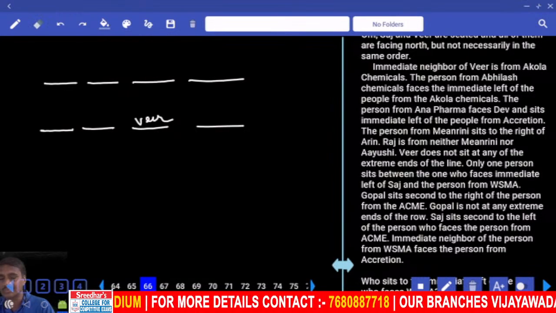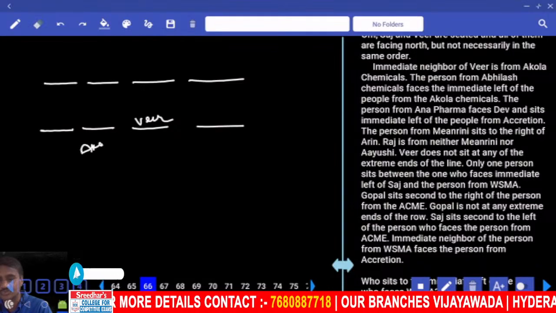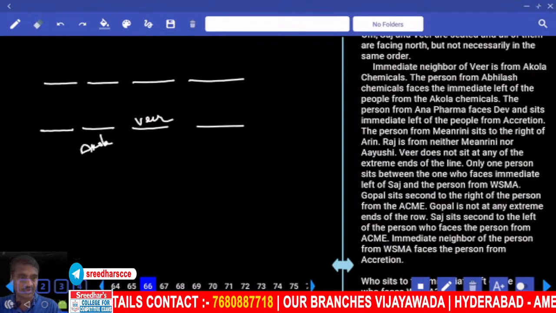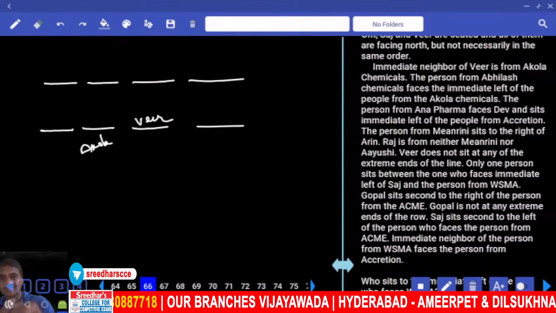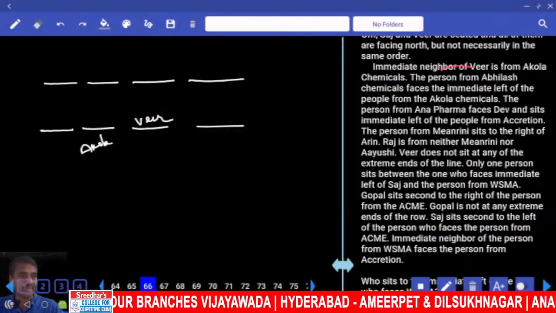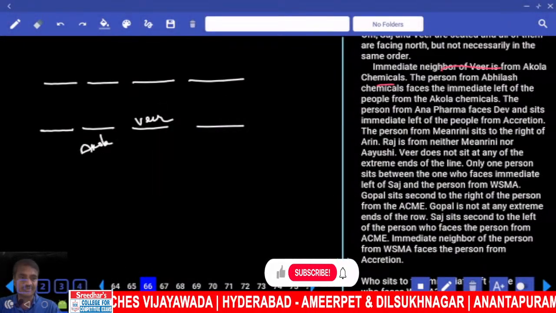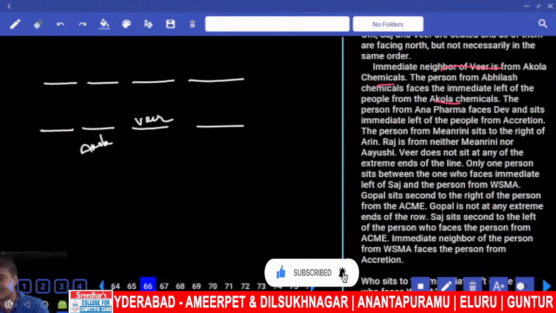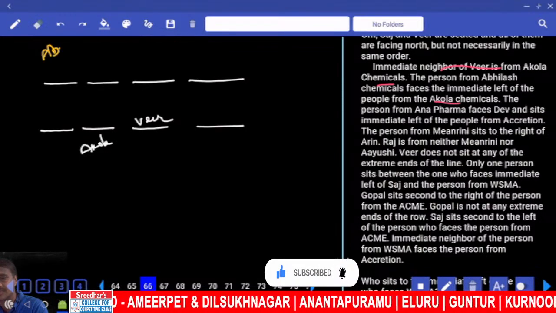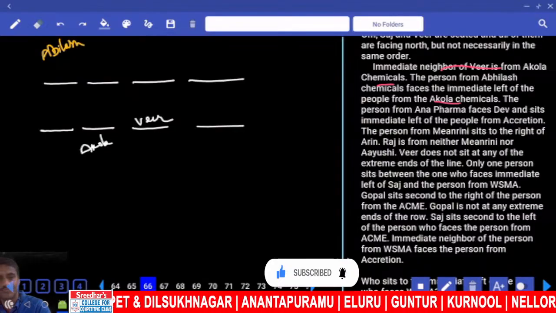And Akola Chemicals, where is this Akola? Akola is here, isn't it? And Akola is not at the extreme and other end. Then what is the next information we have? Immediate neighbor of where? The person from Abhilas Chemical faces the immediate left of Akola. Immediate left of Akola, who is that one? Abhilas. Now Abhilas is facing.